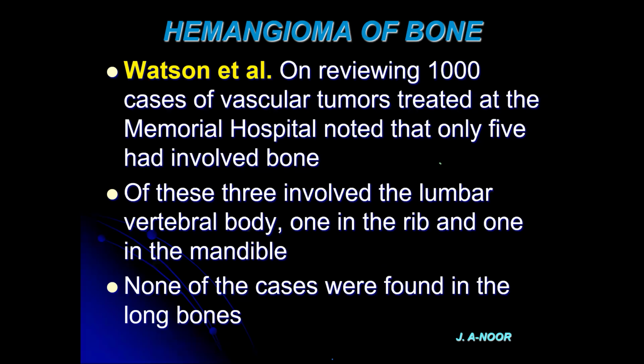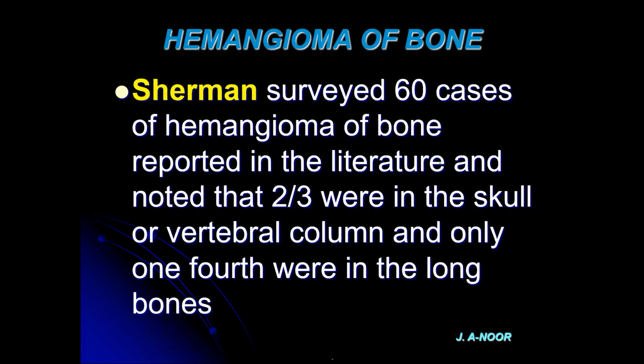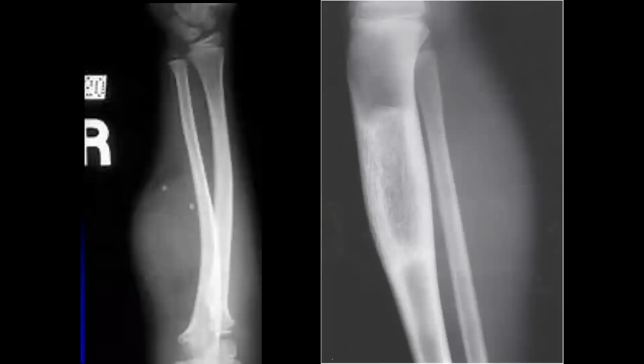in the literature, and noted that 2/3 were in the skull or vertebral column, and only 1/4 were in long bones. This shows you how a hemangioma looks in long bone. If it's in the forearm, as is shown over here, you can see that there are 2 in the film on the right side. You should be careful. Lesions present as such. But these cases were my cases that I had in the tibia presented as such, and 1 case in the femur. In the case of the femur, we thought that it was an osteosarcoma.